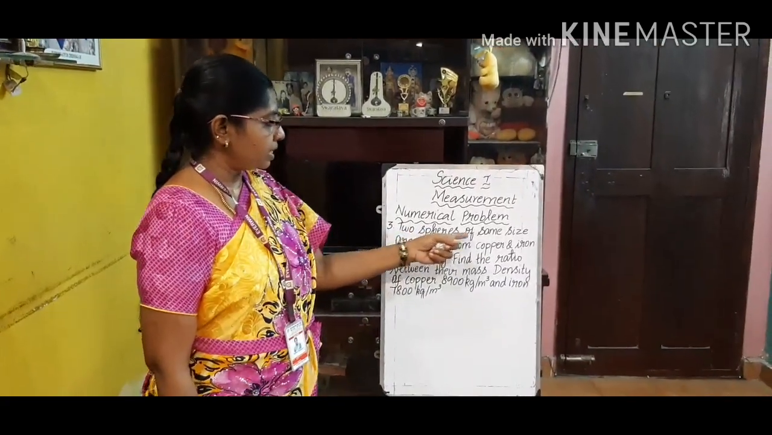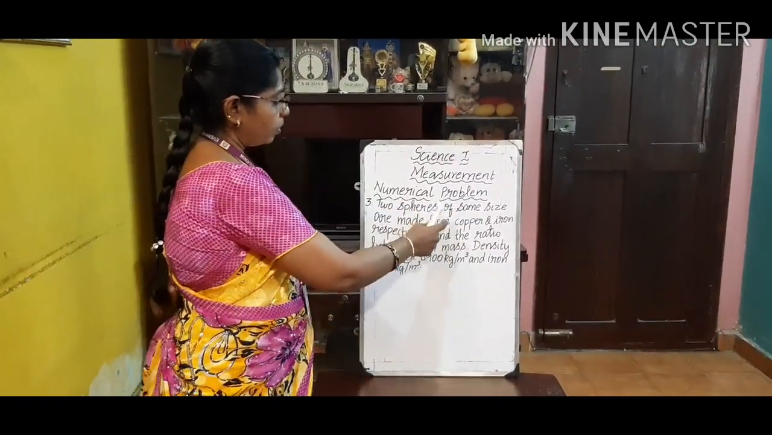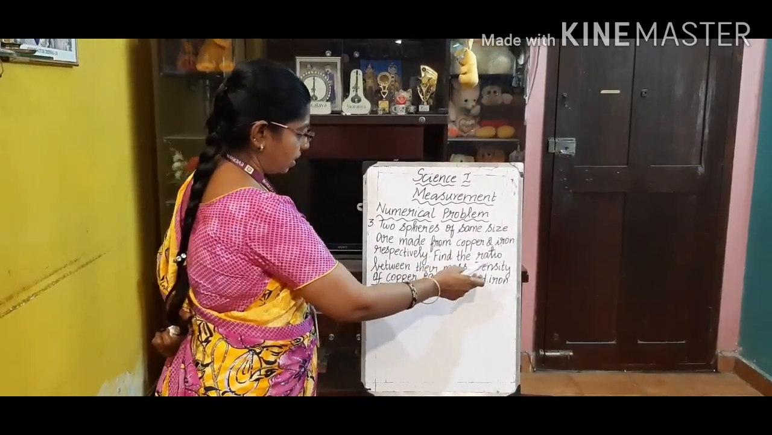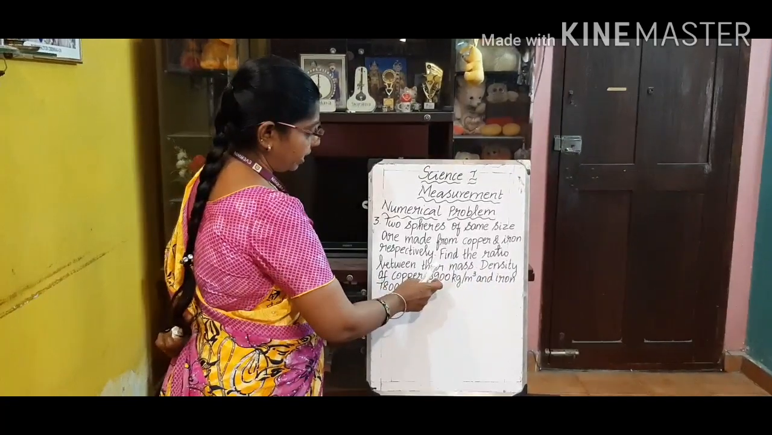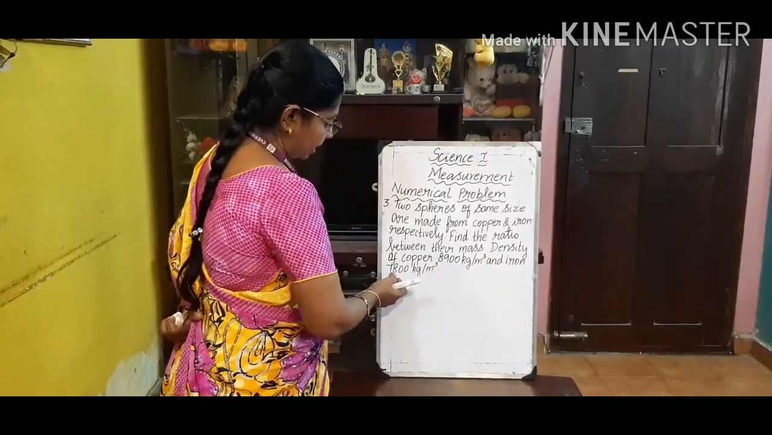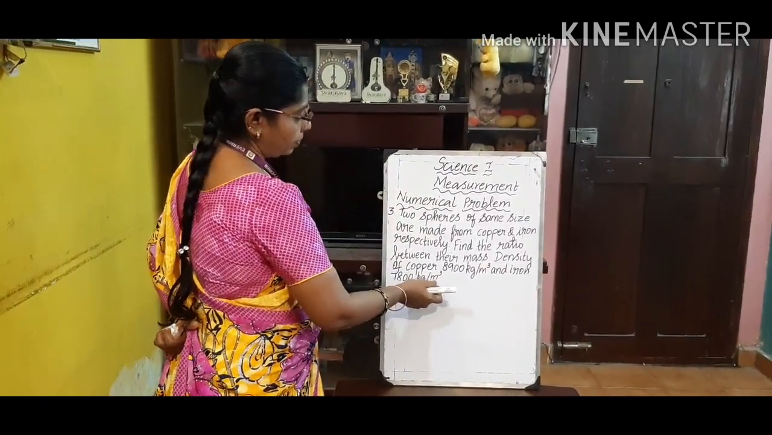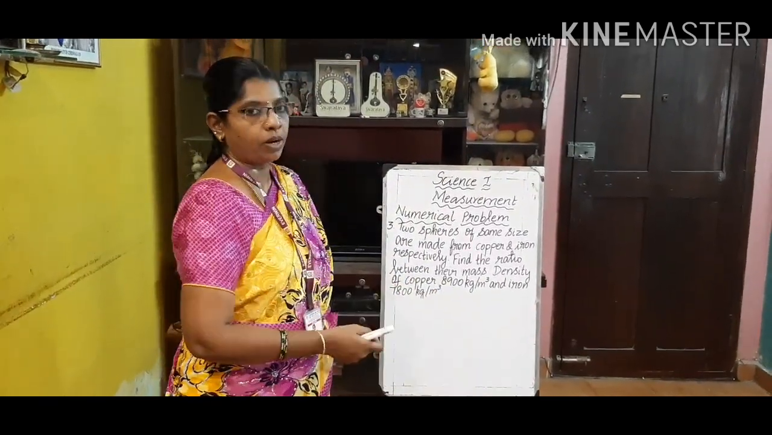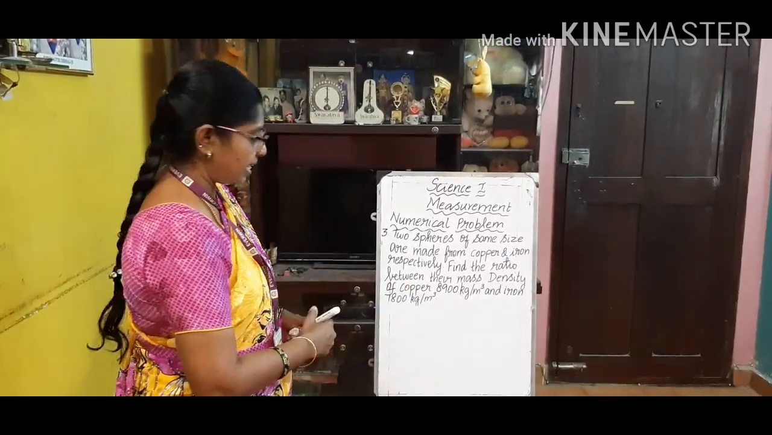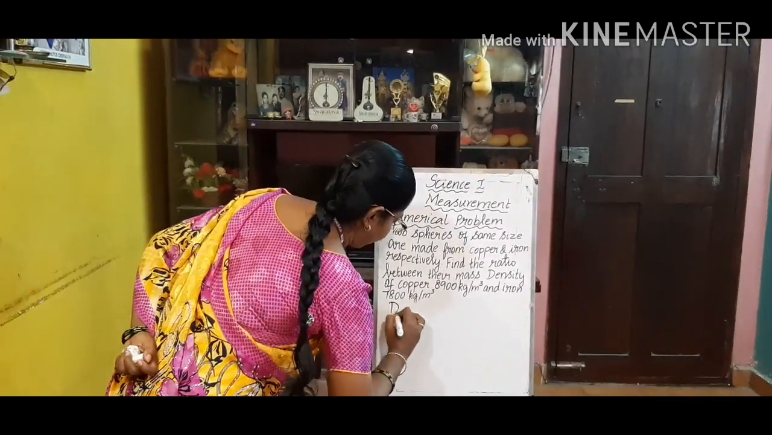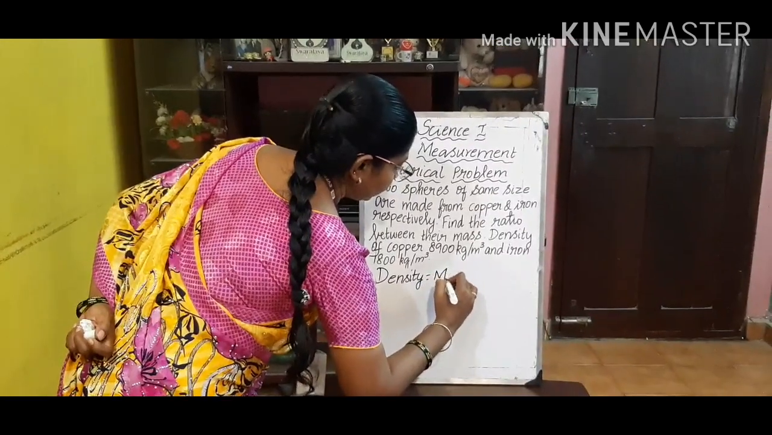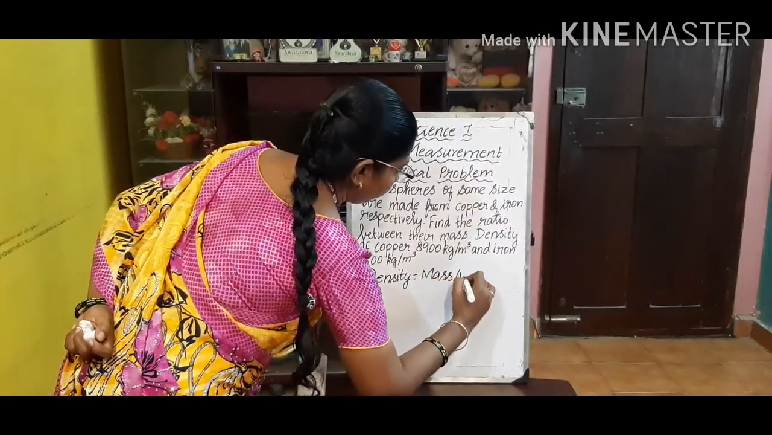Third sum, two spheres of same size are made from copper and iron respectively. Find the ratio between their mass. Density of copper is 8900 kg per meter cube and density of iron is 7800 kg per meter cube. So what is the formula to find out density? Mass by volume. So using the formula, let us derive this. Density is equal to mass by volume.